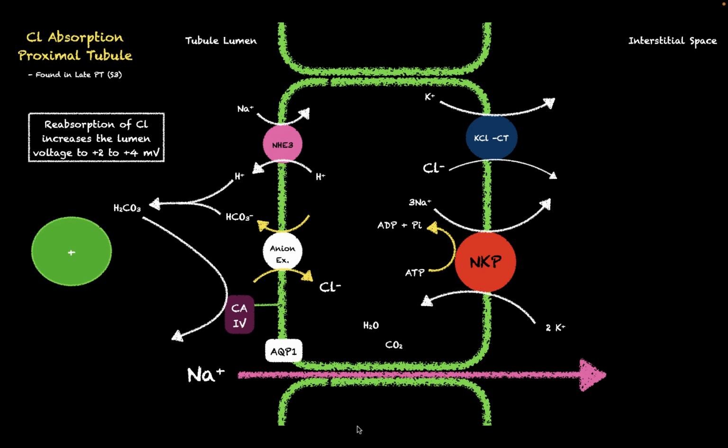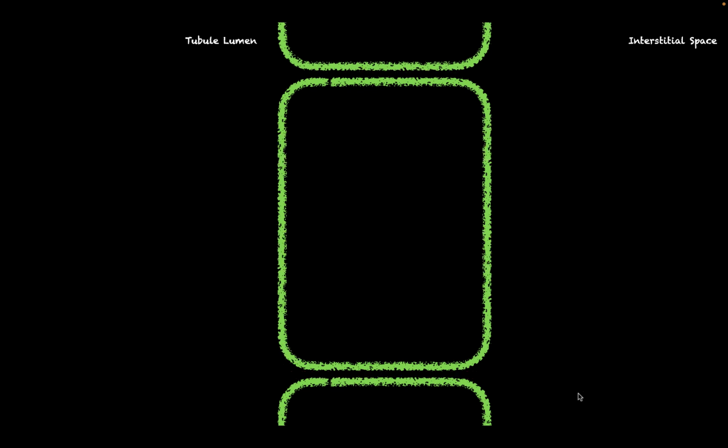However, remember that we also have water being reabsorbed in the tubule. So as a result, the chloride concentration is increasing. So even though the voltage is positive, because we have an increased chloride concentration, chloride is also going to move down its chemical gradient into the interstitial space through the paracellular route. So in the late proximal tubule, we have both a transcellular and a paracellular mechanism working in order to reabsorb chloride.